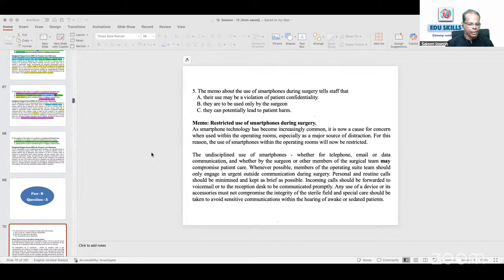Someone else says option A is talking about communicating sensitive issues in the hearing of the patient, which does not talk about confidentiality. Somebody is discussing what is on the screen. We have not yet started on the screen. Okay. Are you all ready?